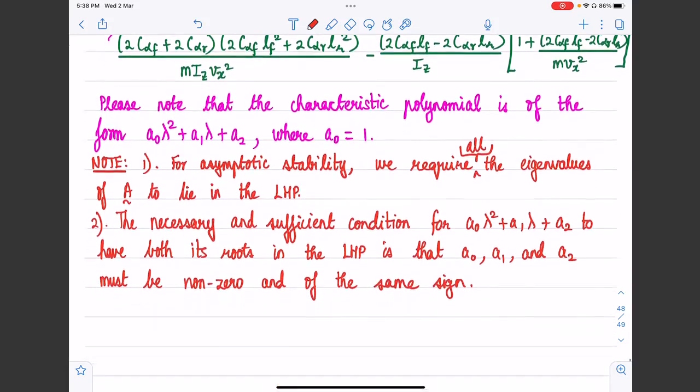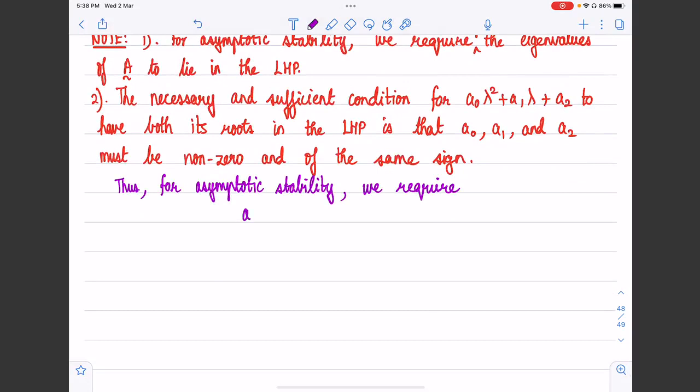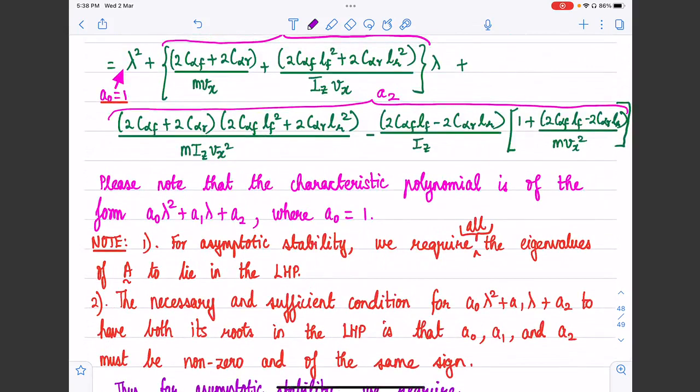So, thus, we can immediately write, for asymptotic stability of the cornering response analyzed using the bicycle model, we require A2 to be greater than 0. Okay, so what is this A2? It's this big expression that we have written down.